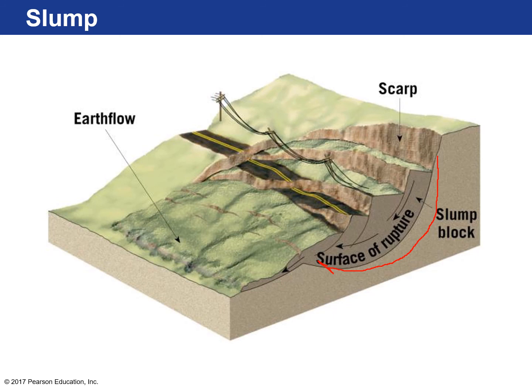So this entire block moved downwards, and it created a number of scarps that you can see here, okay? And then this material we refer to as earth flow. So it's just material that moved down in this way. Maybe there were fences here or something. So that's a slump.